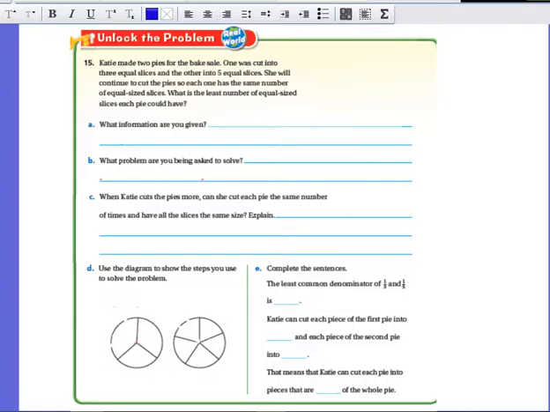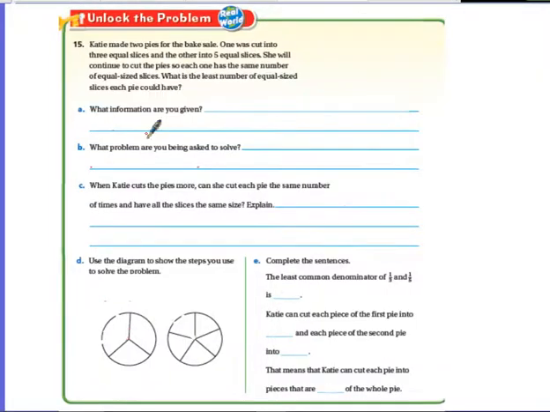Unlock the problem. Let's look at this one together. Katie made 2 pies for the bake sale. One was cut into 3 equal slices and the other into 5 equal slices. She will continue to cut the pies so that each has the same number of equal size slices. What is the least number of equal size slices she can make? What information is given? Well, we know that it is in 3 equal pieces and 5 equal pieces. So I have a picture down here to show a diagram of 3, and this one is 5.